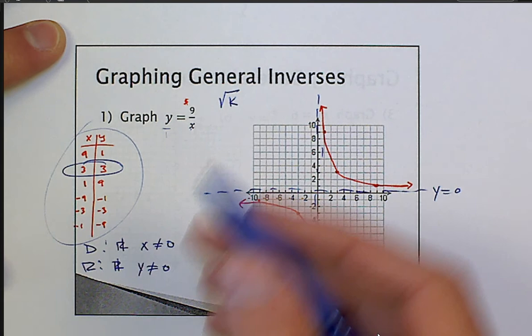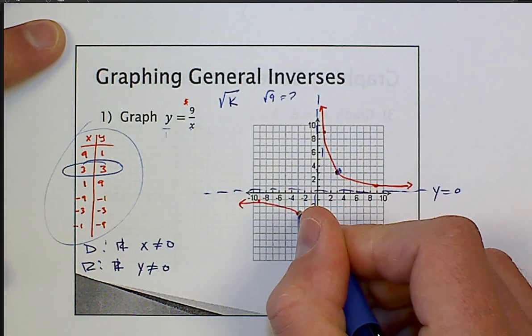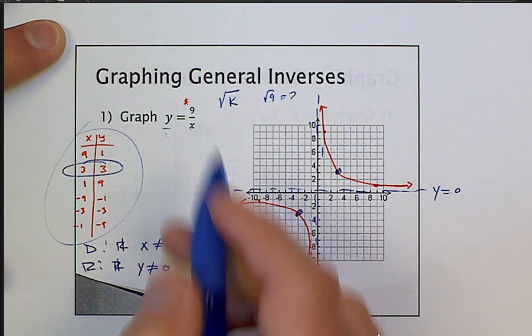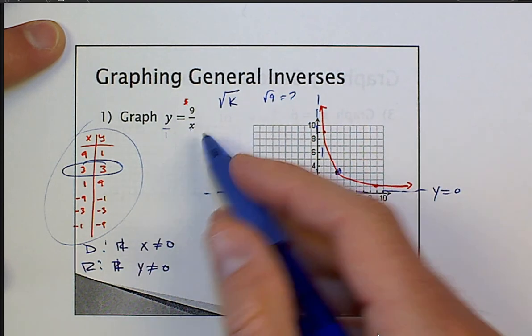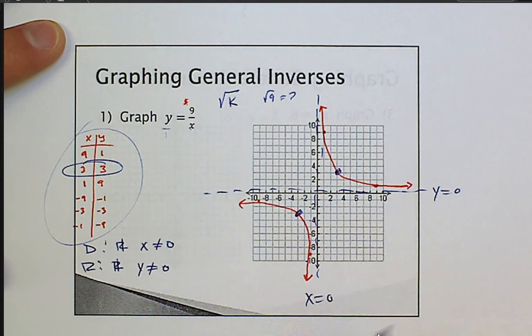So if you take the square root of 9, you'd get 3, so that means this point (3, 3) and this point (-3, -3) would be the only points I would need, and you can bend your curve appropriately. Okay? If your k value were to be negative, you would still take the square root of that positive value, but just understand that if it's negative, it's going to go here and here. Okay, let's turn the page and keep rolling here.